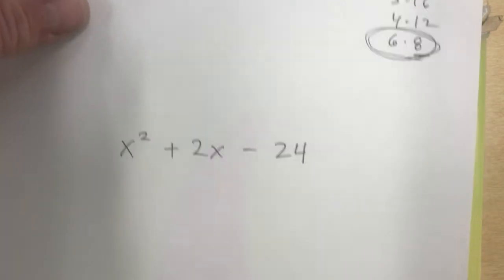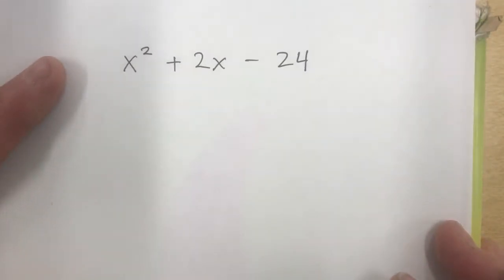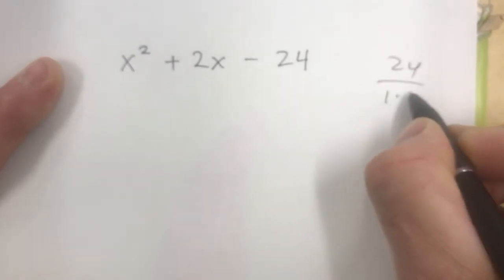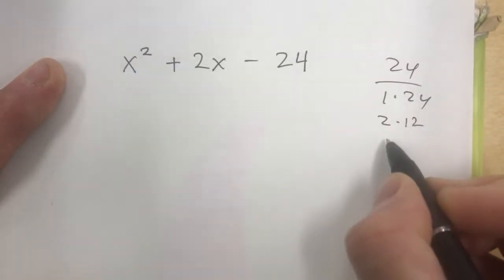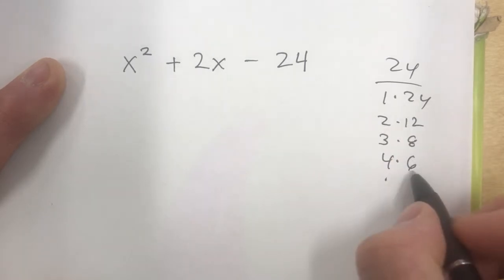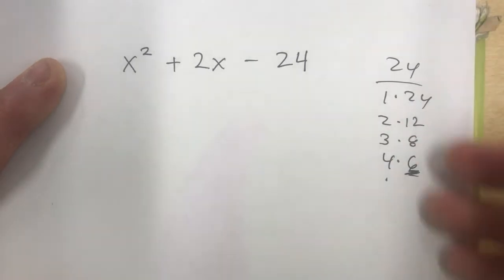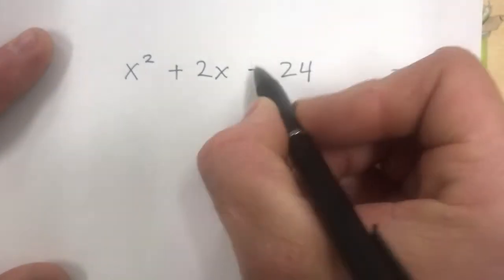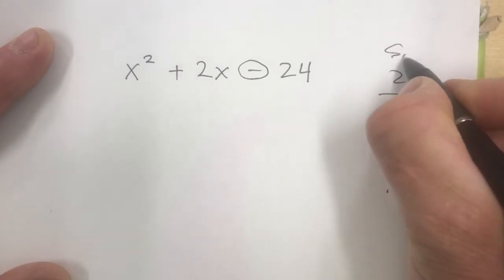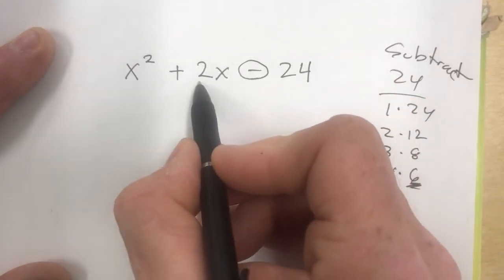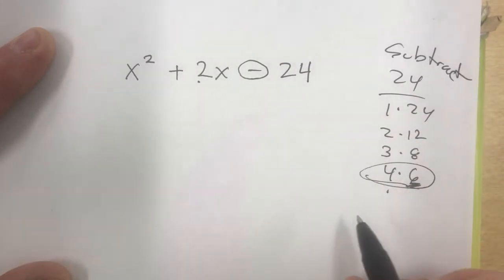All right, let's go one more here. There's no a term, so I break down 24. 24 divided by 1 is 24, 24 divided by 2, 24 divided by 3, 24 divided by 4, 24 divided by 5 is a decimal, and then 6 is over there. So that's all the possibilities here. Now, which ones do I need? Well, since this is a minus, I've got to subtract these, and it's got to equal 2. Well, that's 4 and 6.